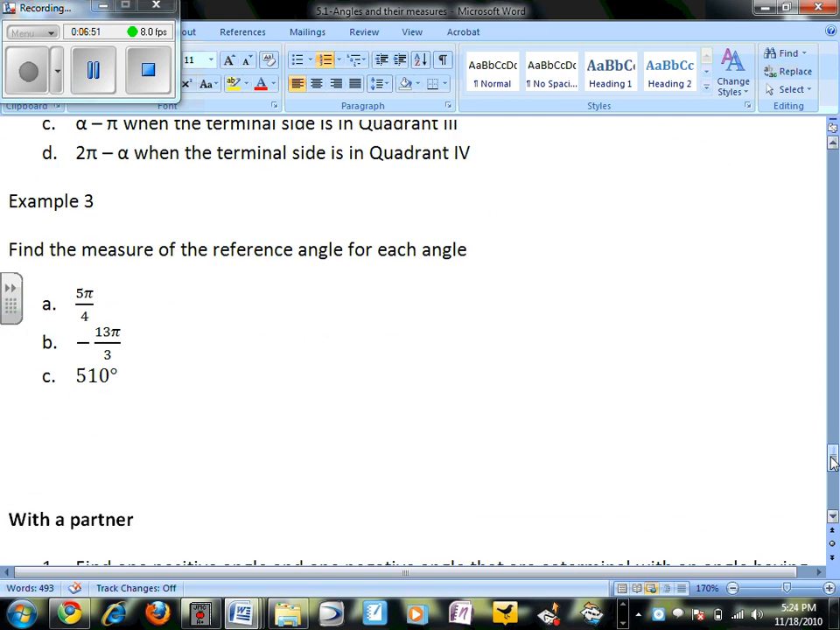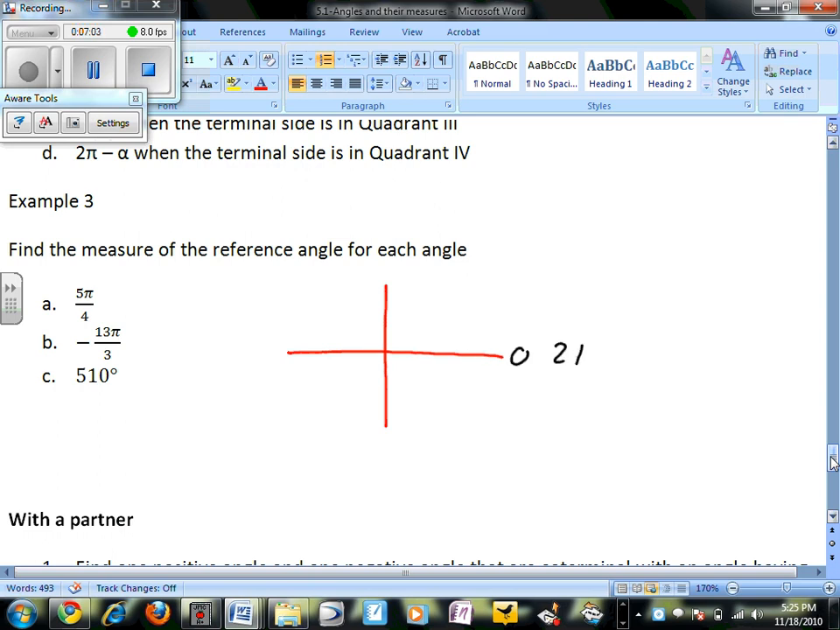Example 3, find the measure of the reference angle for each angle. So I want to find the reference angle for 5 pi over 4. If we think about where 5 pi over 4 is, we know that this is 0 or 2 pi, this is pi over 2, this is pi, and this is 3 pi over 2. That's how radians work out. 5 pi over 4 is slightly bigger than pi, so here's its initial side and it's going to be past pi.